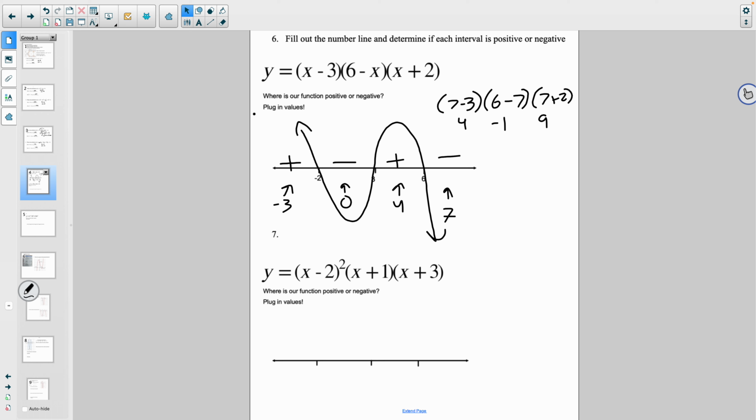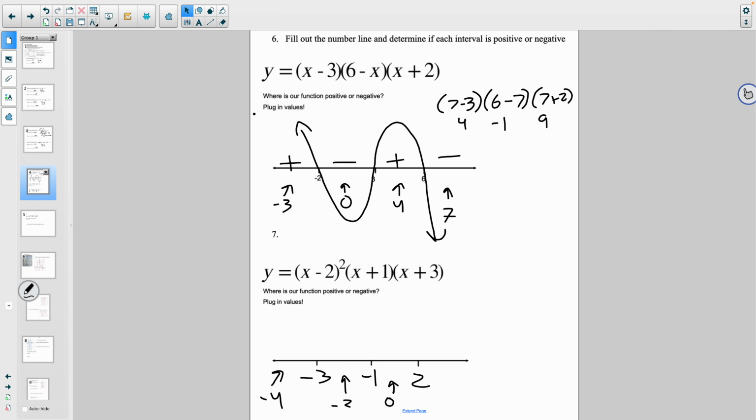All right, this next one we've got to fill in our x-intercepts. So here I see we have positive 2, negative 1, and negative 3. So let's go negative 3, negative 1, and positive 2, right? And then we can just plug in our values, right? So here let's plug in, I don't know, negative 4. Let's plug in negative 2. And for this one, let's just plug in, I don't know, 0, right?